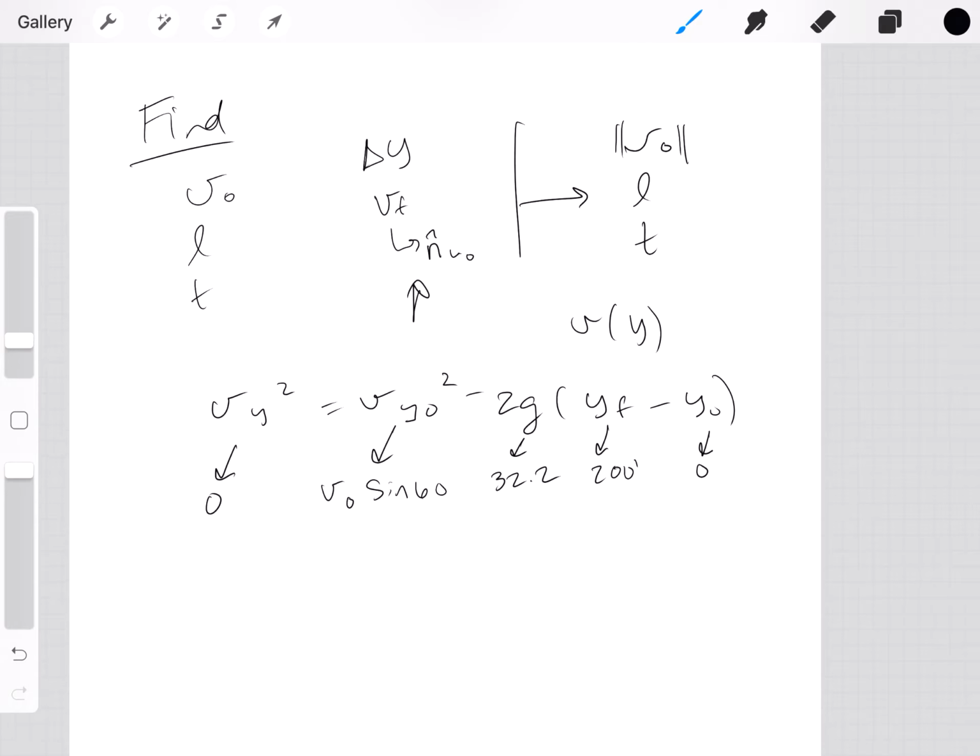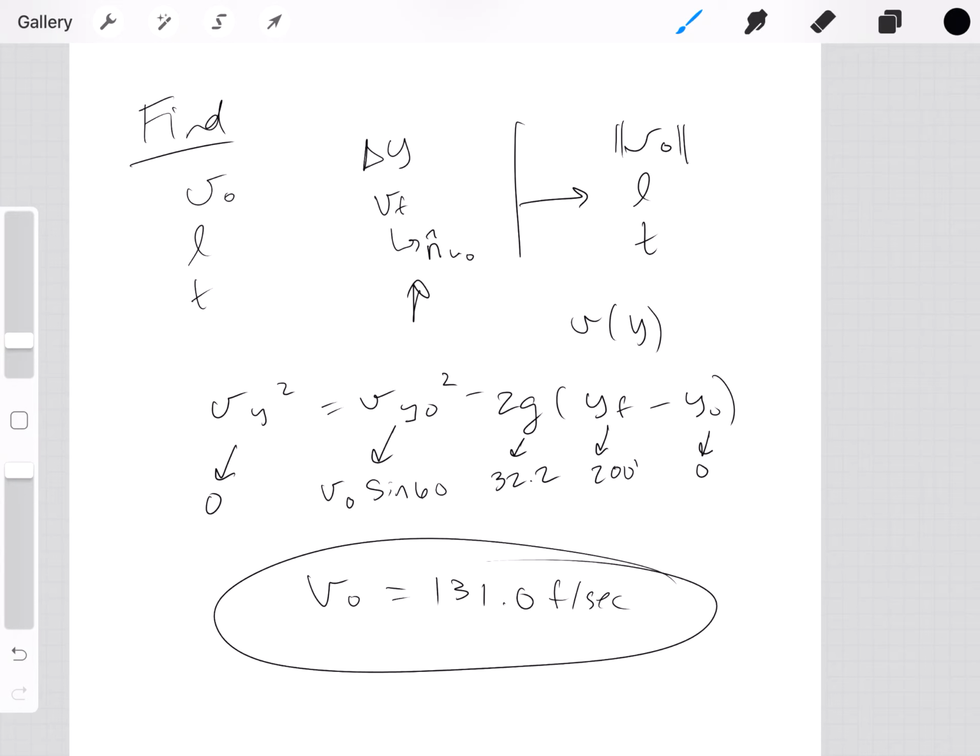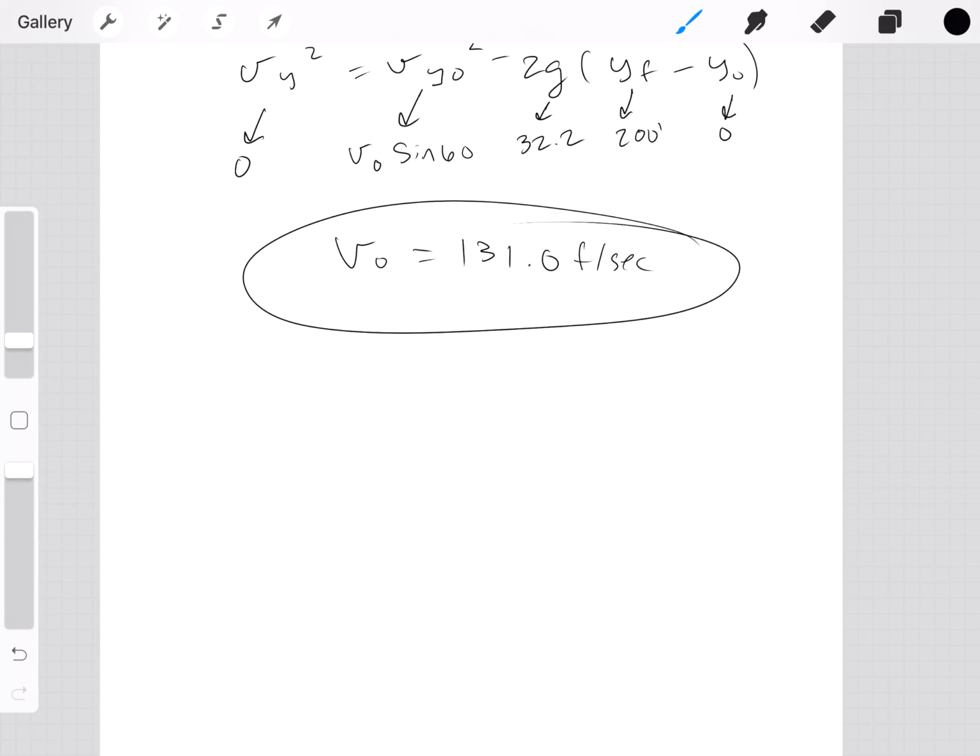And when you solve for the one unknown that we have here, v0, you'll find that it equals 131.0 feet per second. So we have now our initial magnitude. And let's move on and see what we need to solve for next.